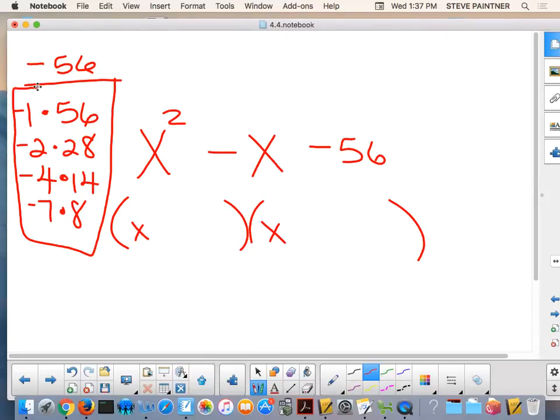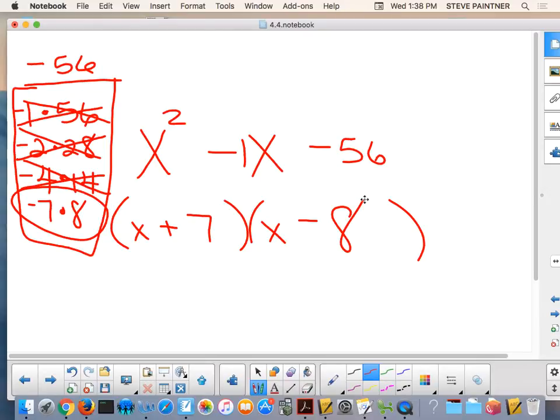Options. What is the number in the middle? You want it to add up to negative 1. What's this? Positive 1. I want negative 1. So flip the sign. Flip the sign. Plus 7, minus 8.